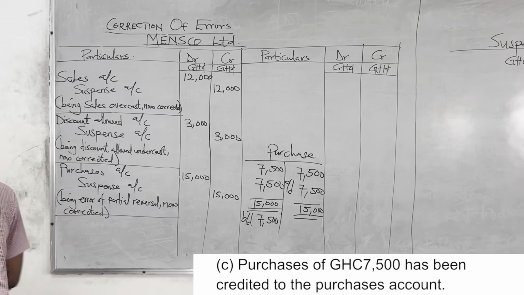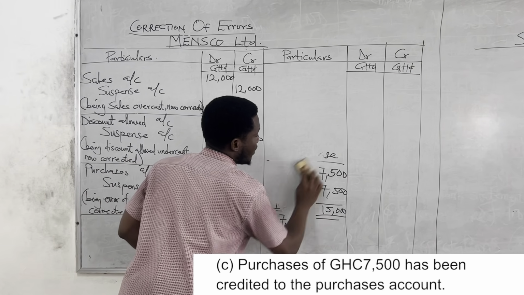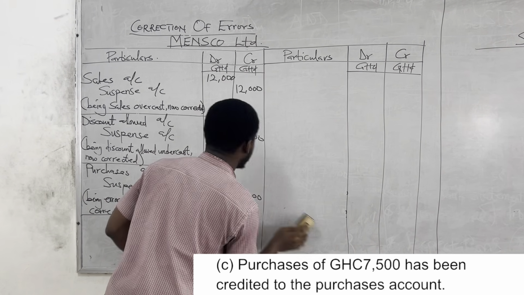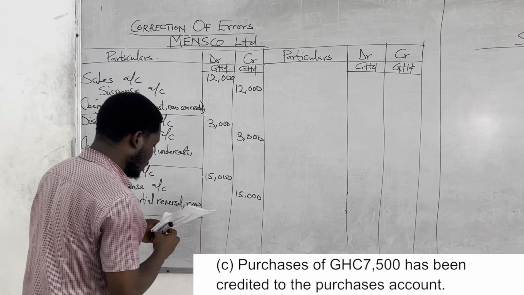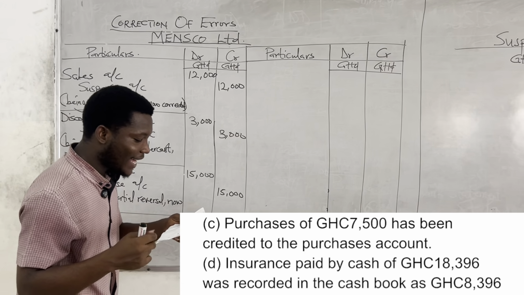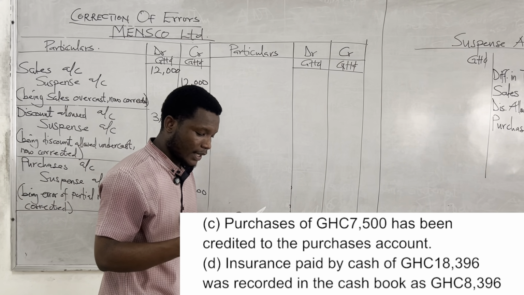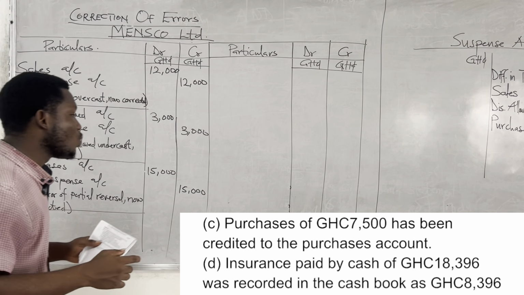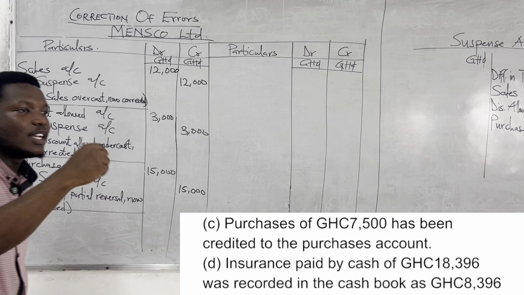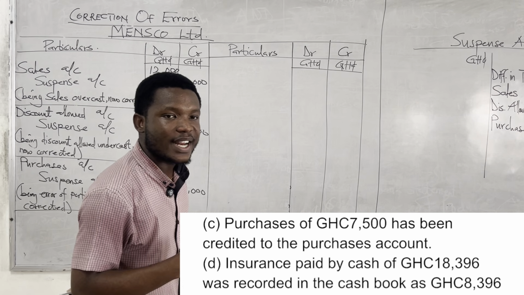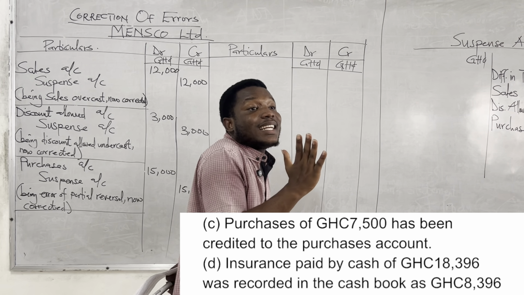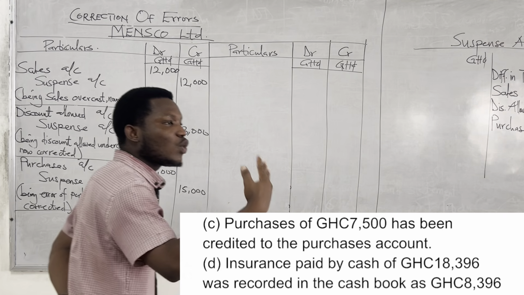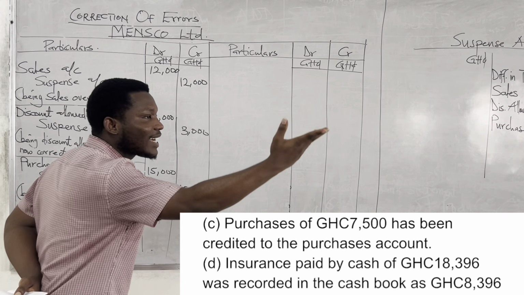So the next one that we are going to talk about is insurance paid by cash of 18,000 was recorded in the cash book as 8,000. So this one we are going to deal with cash. When we pay the insurance 18,396, we recorded it at the debit side of the insurance because insurance is an expense. And cash was given to the insurance, so we will credit the cash account.